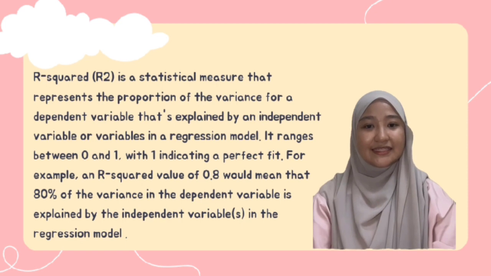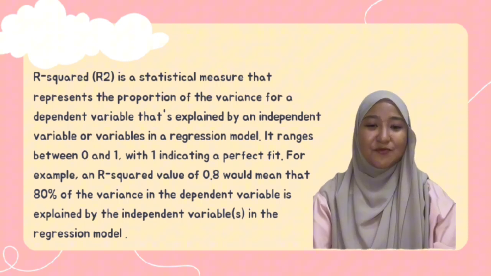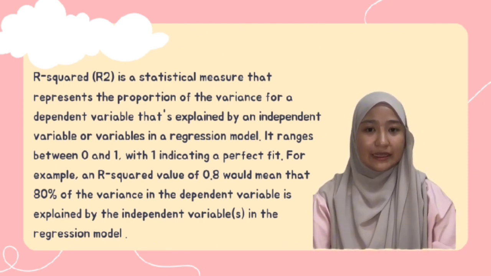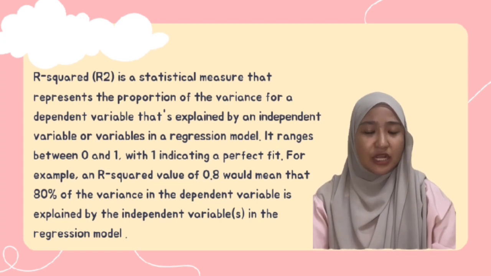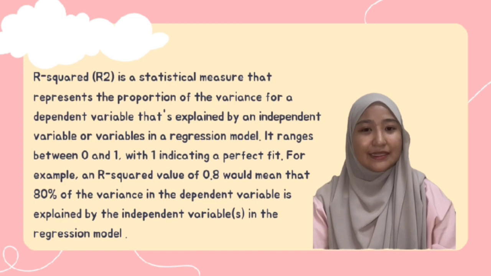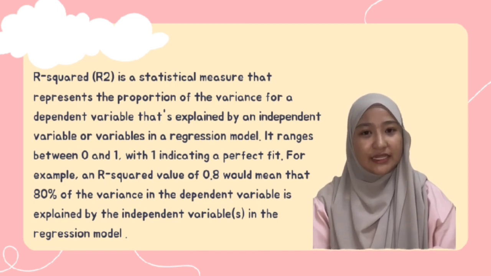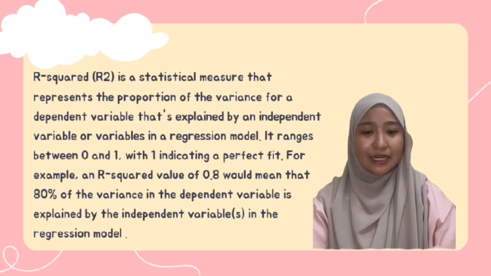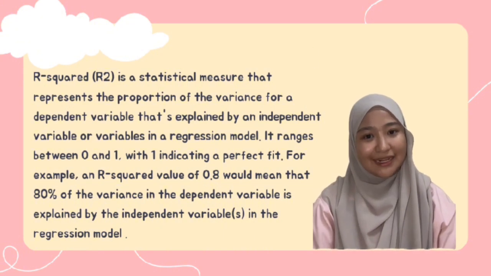R-squared is a statistical measure that represents the proportion of the variance for a dependent variable that is explained by an independent variable or variables in a regression model. It ranges between 0 and 1, with 1 indicating a perfect fit. For example, an R-squared value of 0.8 means that 80% of the variance in the dependent variable is explained by the independent variable in the regression model.